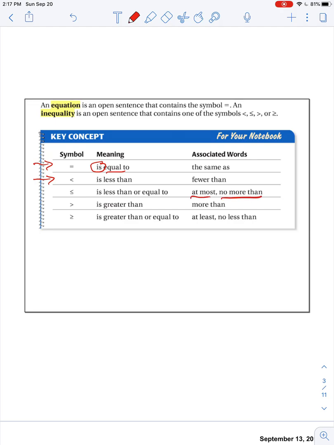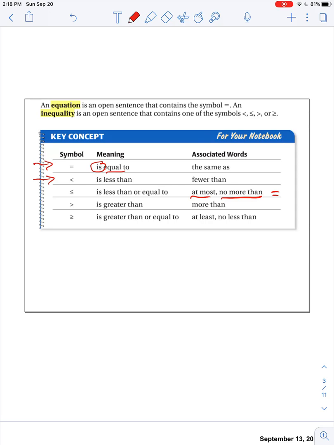Those are the phrases. Like if you say, can I have some cookies? And your parent says, well, no more than 3. That means you could have 3 or 2 or 1 or none. If they said you have to have fewer than 3, then you no longer have the option to have that third cookie. You would have to have 2 or 1. So be cautious about when it adds in that equal sign.